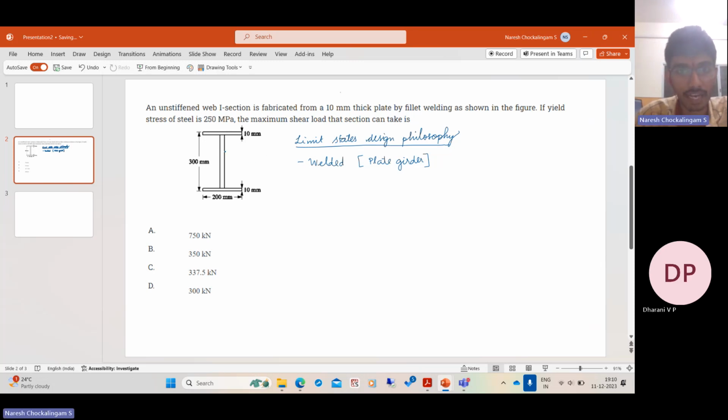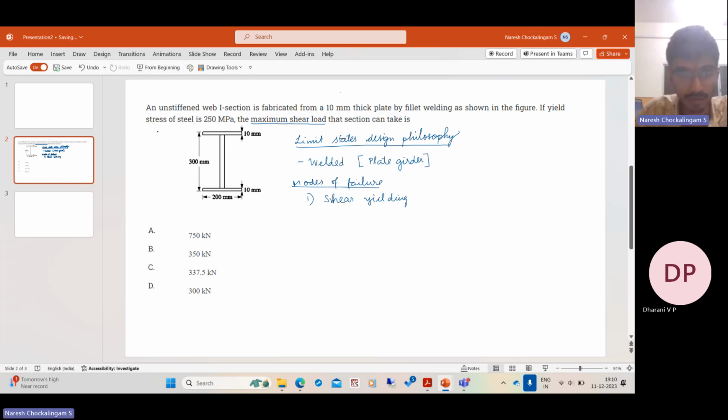what are the modes of failure? So we have to find out the maximum shear load. What are the different ways it can fail? So the modes of failure are: one, it can yield under shear. So one way is shear yielding.